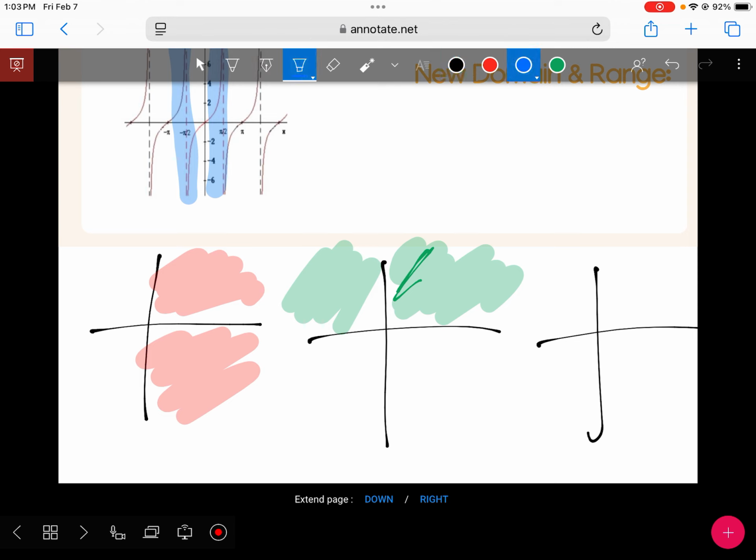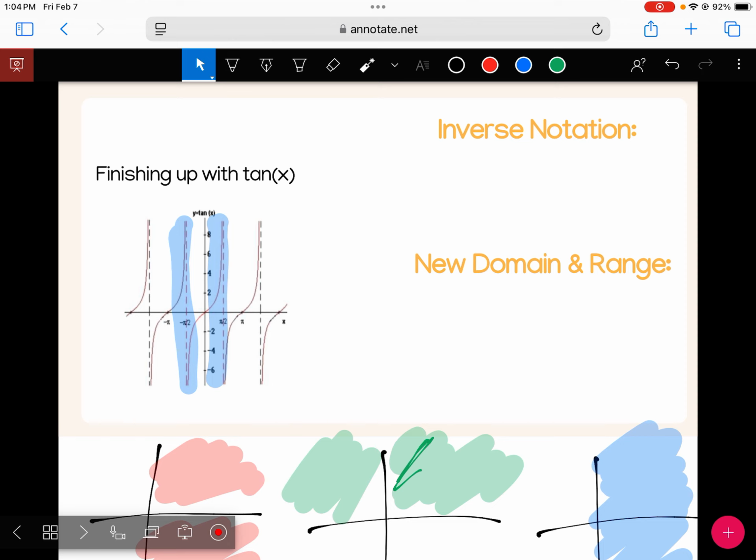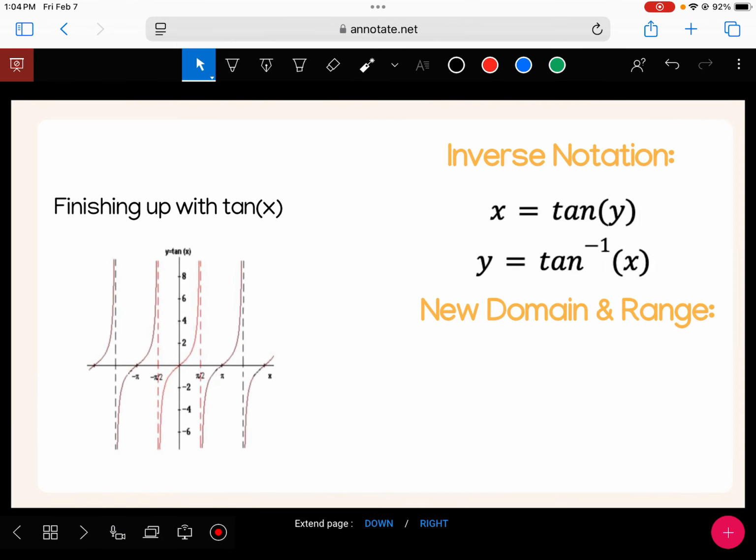So it's like one less thing to memorize. You're welcome. What about cotangent? Is it the same as cosine? As tangent. The sisters are going to be the same thing. Yeah. So the inverse notation, of course, if you flipped your x's and your y's, and then your y and your tan negative 1. And then your domain and range. So what we just found out is that our range is negative pi halves to pi halves.